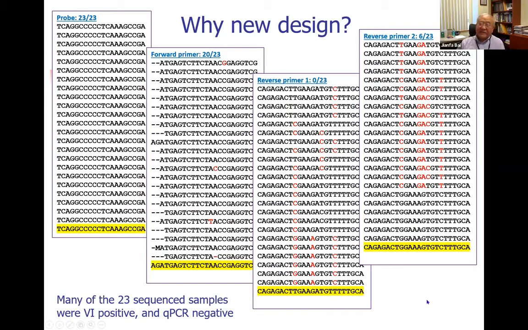But this assay was developed by USDA experts. We know they are good, and they know how to do this. So why are we still missing strains? It's because the viruses are changing all the time. When you design an assay, it covers like 100%.